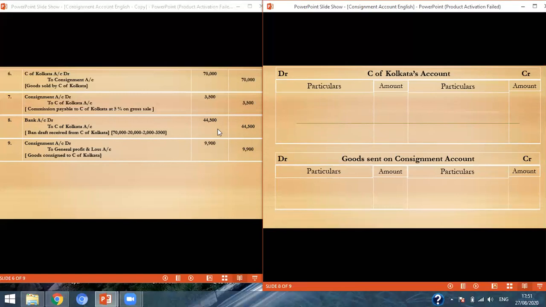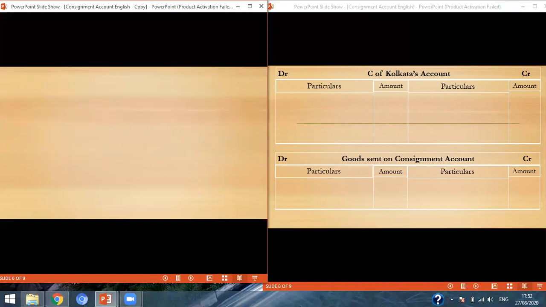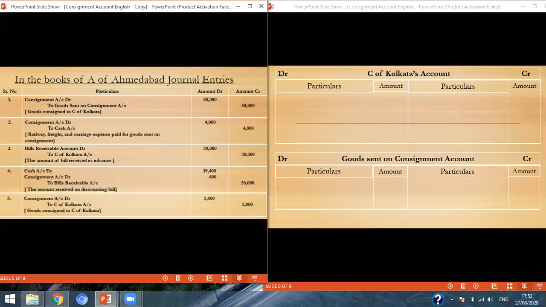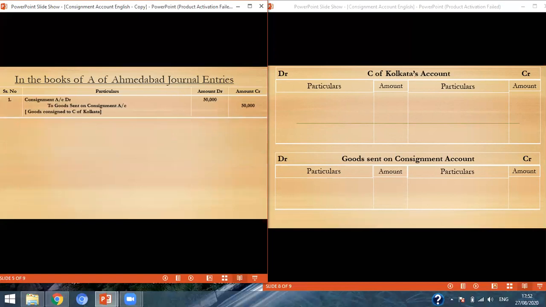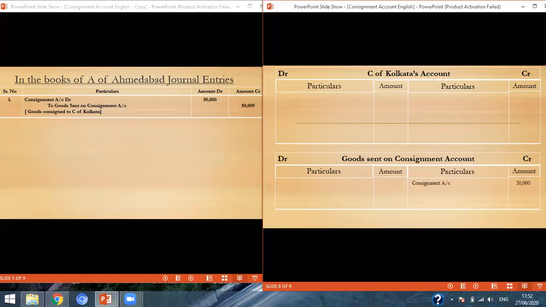Now here we again go back, because we have just done the entries of consignment account. So we will go back. Let's see. First entry, consignment account is debited, but which account is credited? Goods sent on consignment account. So here we are making the goods sent on consignment account. So consignment account is credited. Here on the credit side, we will write down consignment account. The amount is 50,000. Okay.